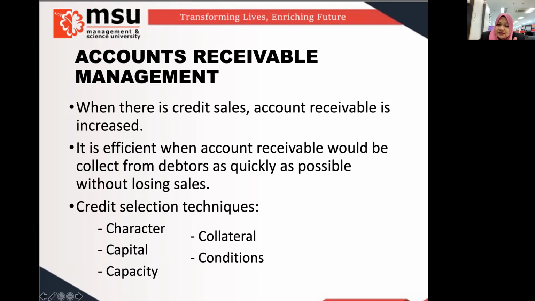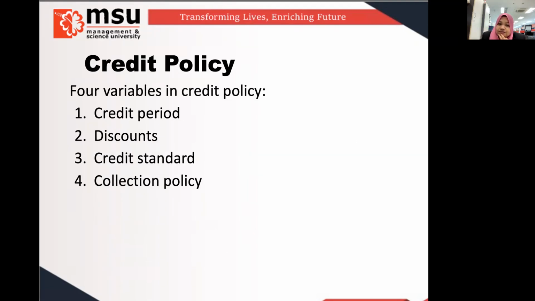And then conditions refer to the current situation or the current economy. So it is conditions. Credit policy: the first one is the credit period. How long is the credit period? Usually the credit period will be 1 month to 3 months. But the shorter the credit period, the better, because we want to receive cash from the customer as soon as possible. And then how much is the discount given during the credit period? And then the credit standard and also the collection policy.